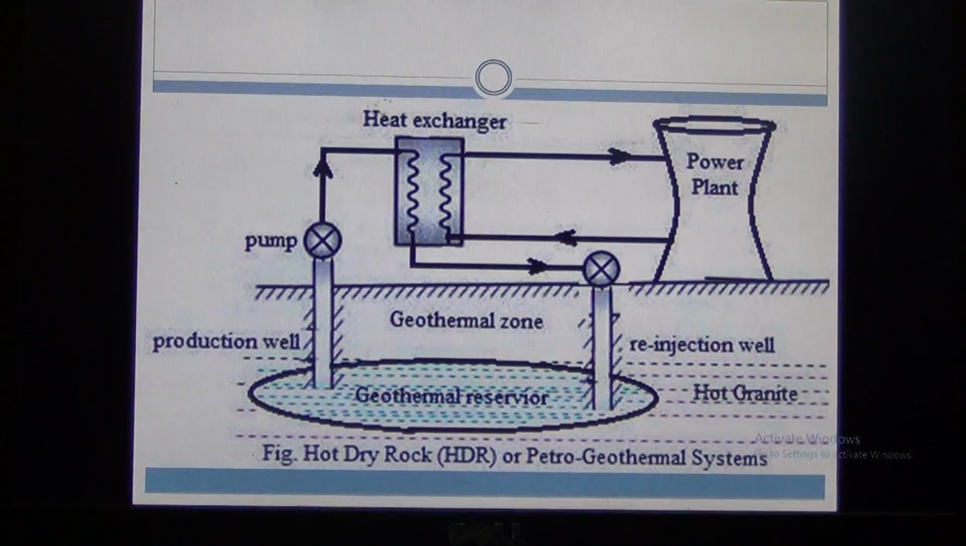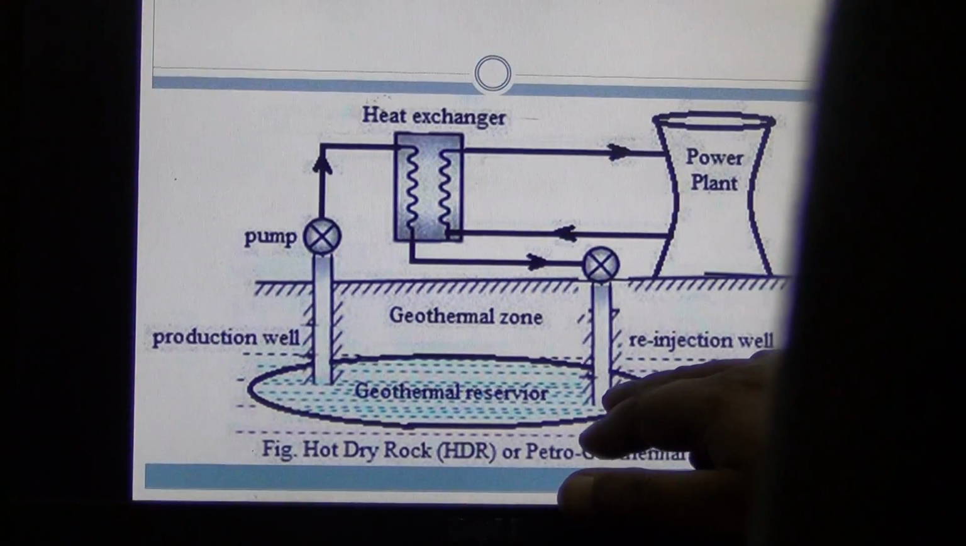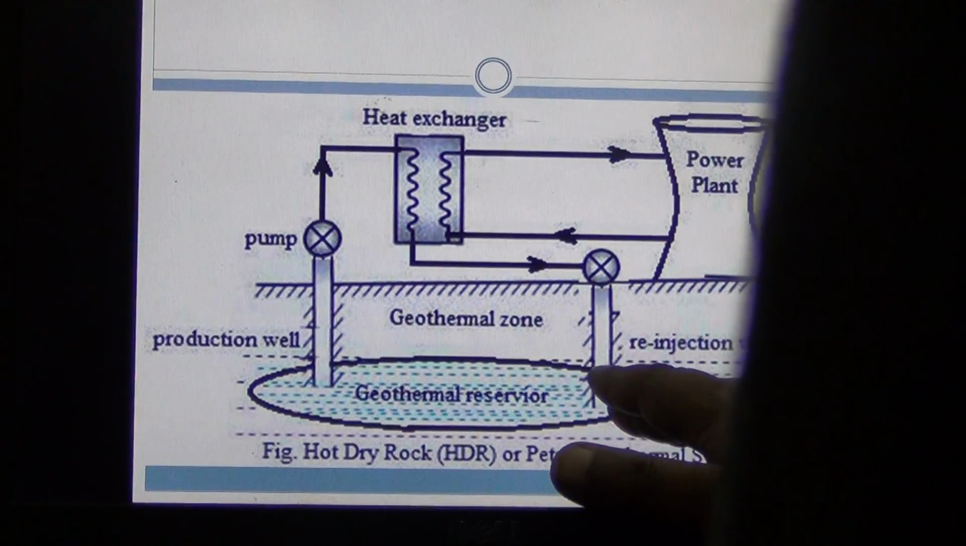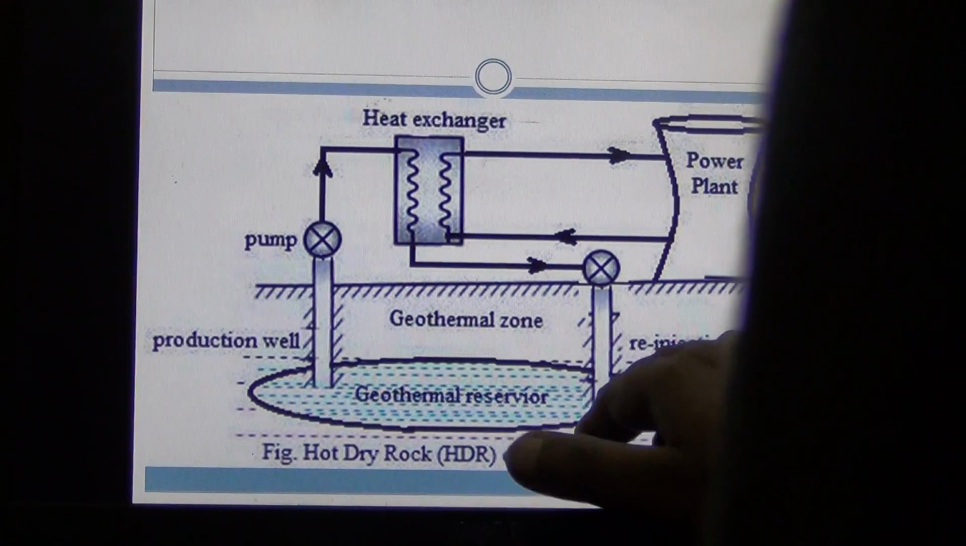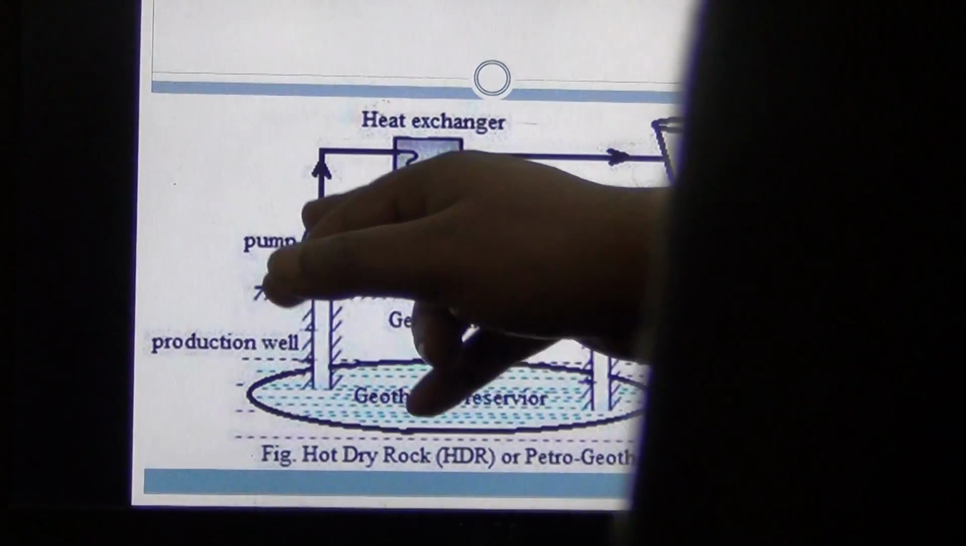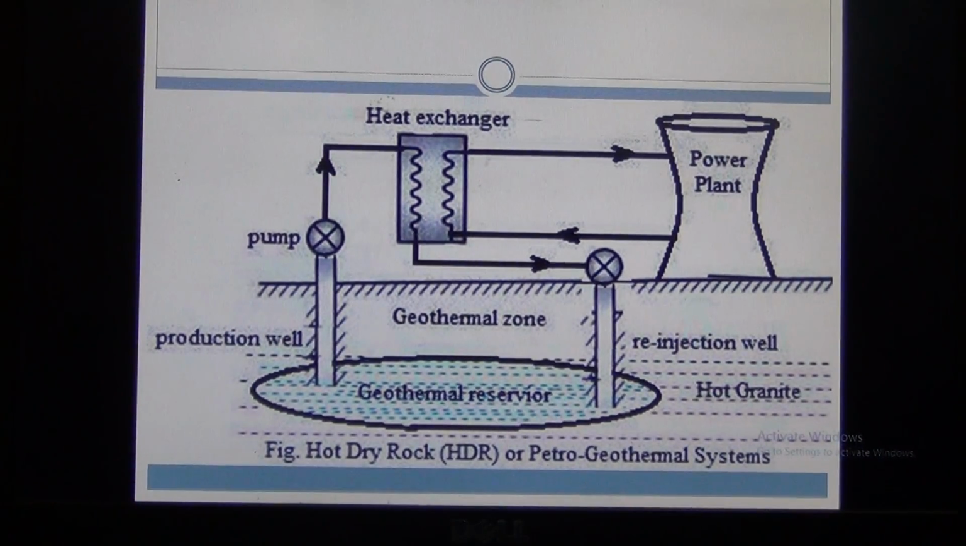Here from the diagram we can see that this is the production well and this is the re-injection well. We pour the water into the injection well, and when heated up it can be collected from the production well. This pump will transfer the heat to the heat exchanger, which is then used for the power plants.